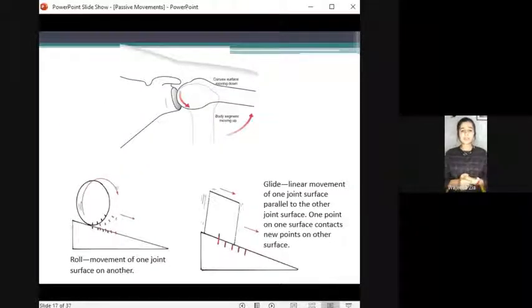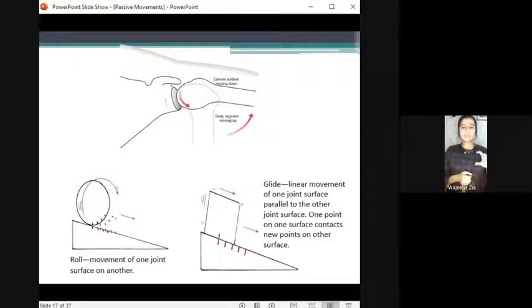The first is the diagram of the shoulder joint, in which there is a glenoid cavity with a flat surface, and the head of the humerus is a rounded one. When there is abduction at the shoulder joint, the head of the humerus moves downwards. So the movement of the humerus, abduction, is the physiological movement, while the movement of the head of the humerus is the accessory movement.